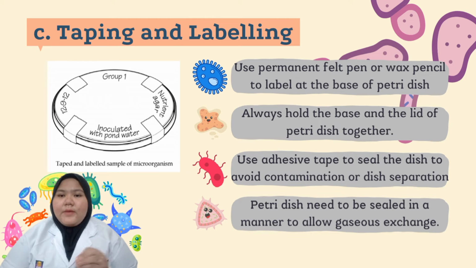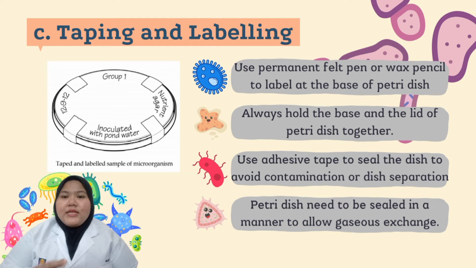Next is on how to tape and label the culture. By using a permanent felt pen or wax pencil, label the base of the petri dish rather than the lid, and in this way we can avoid mixing up the culture in case the base gets separated from the lid. We also need to hold the whole petri dish set, the base and the lid, together. Then, if necessary, seal the dish with adhesive tape to avoid contamination or accidental separation of the base from the lid. The sealing can be made in a manner that allows gas exchange to occur.